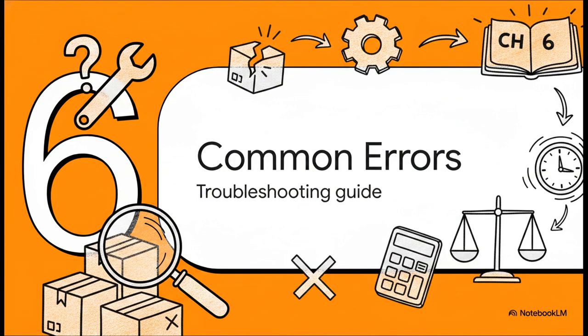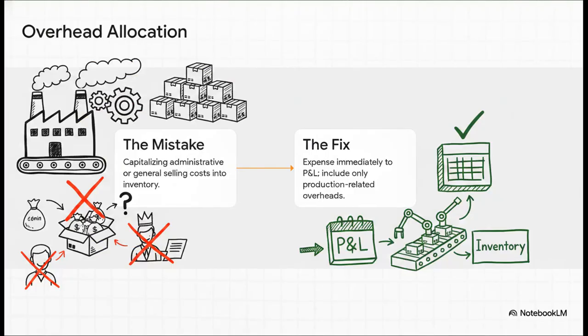Section 6, Common Application Errors. Let's troubleshoot some real-world mistakes. Error 1 is improper overhead allocation. The mistake in Step 1 is aggressively capitalizing administrative overhead or general selling costs into inventory to make the current period look better. The correct treatment in Step 2 is that these must be expensed immediately to the P&L. Only true production-related overheads are ever included.